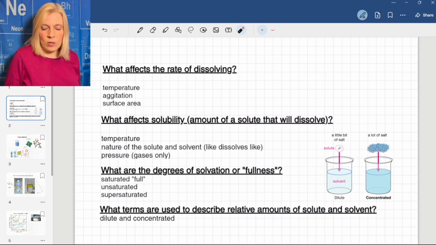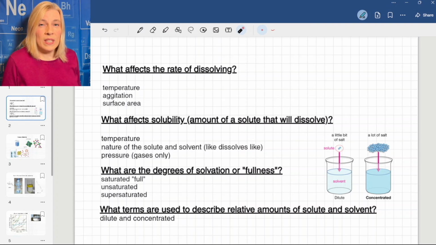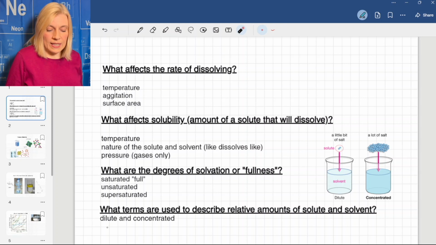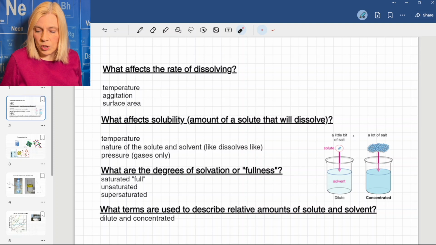And what terms are used to describe relative amounts of solute and solvent? Remember, we're not doing numbers yet. And I think the best words will be dilute or concentrated. Here's a perfect picture. If you put a little bit of salt into a beaker of water, we say that solution is pretty dilute. Not many salt ions are going to swim. However, if you put a lot, that solution will be concentrated.